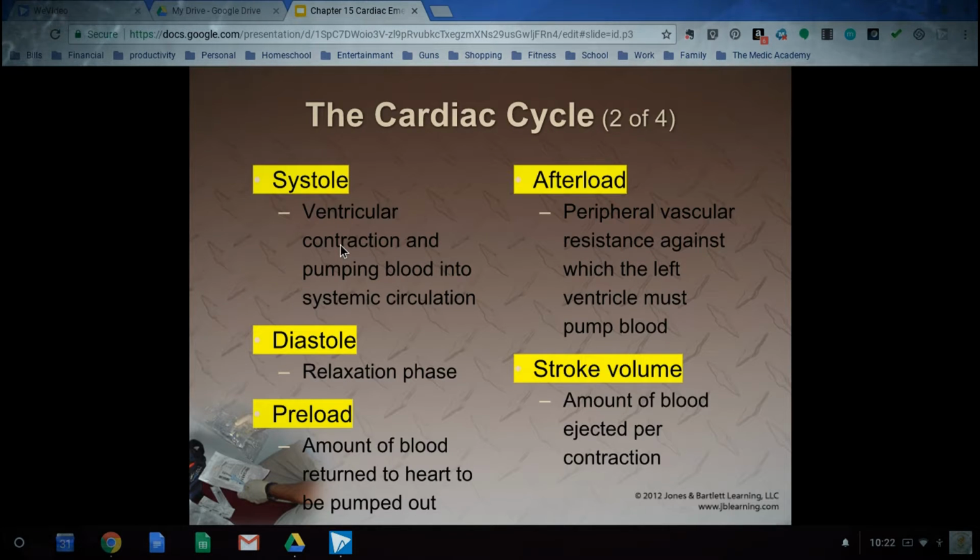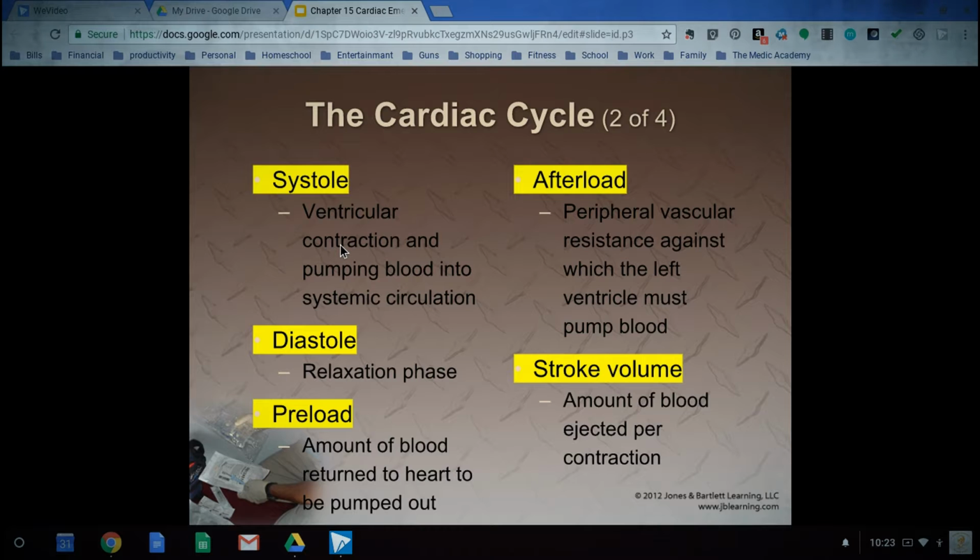Now let's talk a little bit about preload. Preload is the amount of blood that's returned to the heart to be pumped out. And this is going to be particularly important when we start talking about things such as fluid resuscitation, disease processes such as congestive heart failure, and as well as even with medications. When we start talking about medications such as nitroglycerin, all this is going to affect preload. Afterload, on the other hand, deals with peripheral vascular resistance. So this is the measurement of resistance that the heart has to pump against.